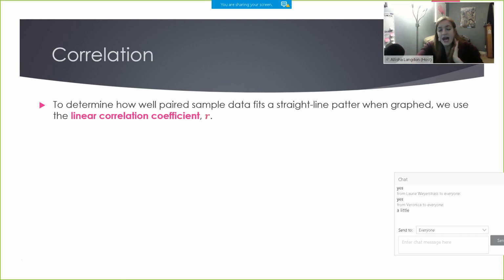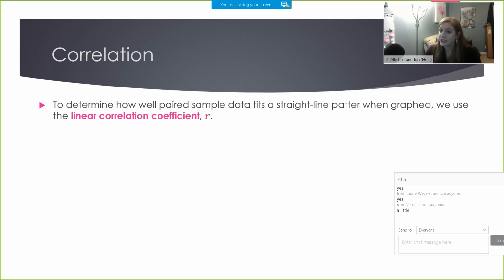Okay. Now, to determine if there is a correlation between two sets of data, do we know? We have to come up with R. And R is a new variable we haven't talked about before. R is called the linear correlation coefficient. Now that is a mouthful, right? You're sitting there like, say that again.